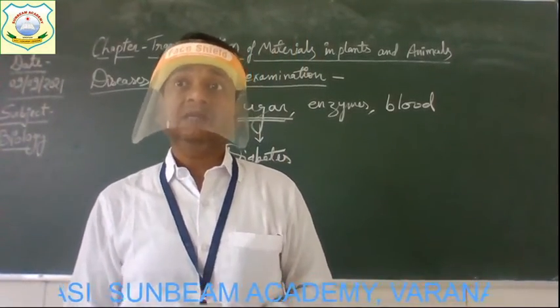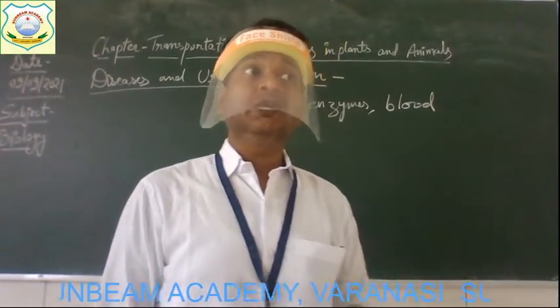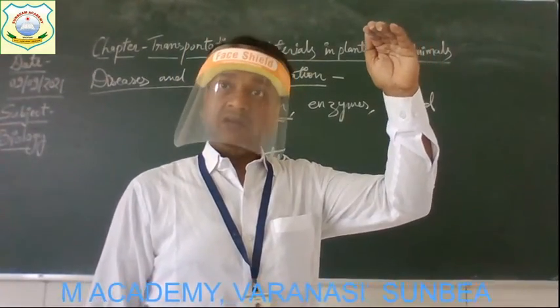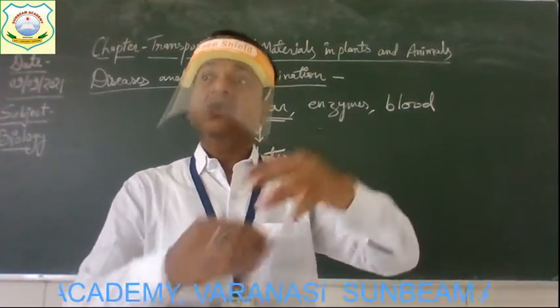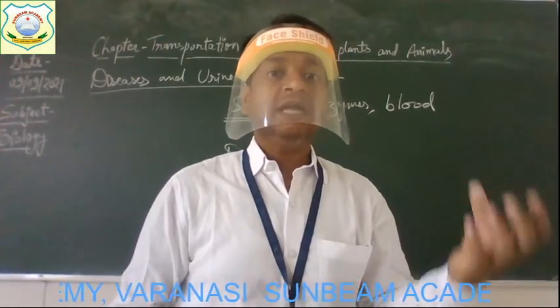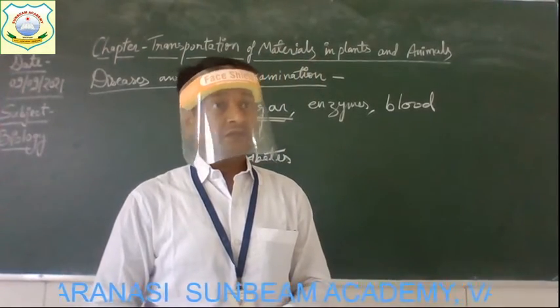As you have heard about diabetes. So what happens in diabetes? The level of sugar, the amount of sugar, increases. From the normal value, from the normal amount, the amount of sugar increases in our blood.